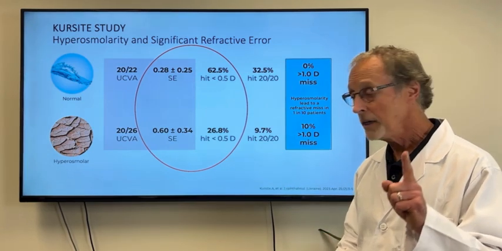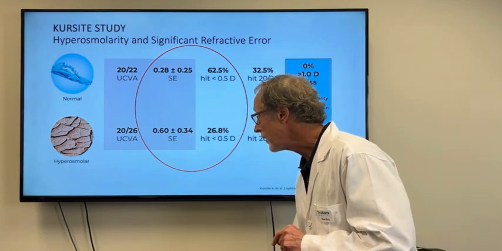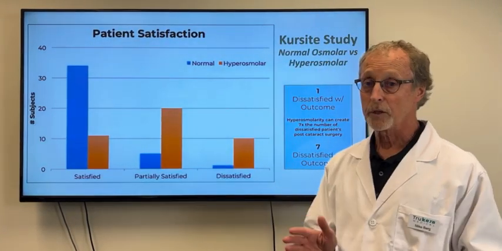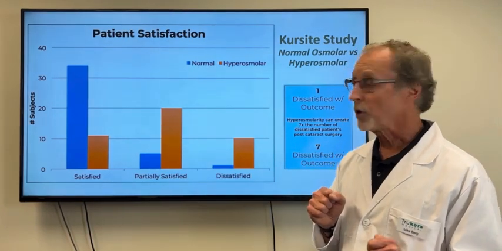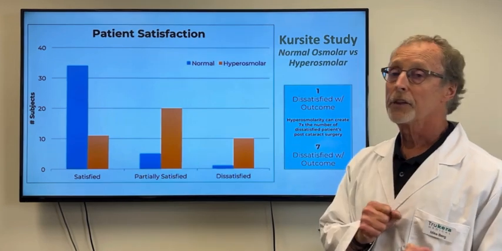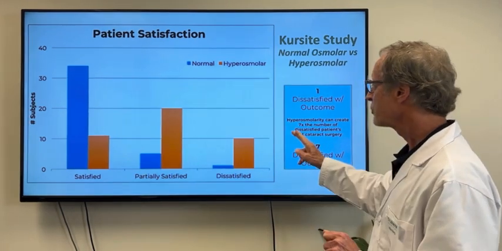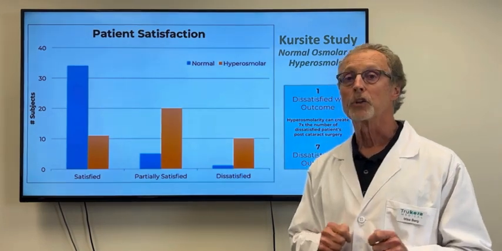Now, what's important is patient satisfaction. That's where the money rests. And what we found here is the satisfaction of the patients were vastly different between the two groups. The blue graph represents the normal osmolar group, patients satisfied, partially satisfied, or dissatisfied, and the orange represents the hyperosmolar group. In fact, the hyperosmolar group had a risk of 7 times more dissatisfaction than the normal osmolar group.